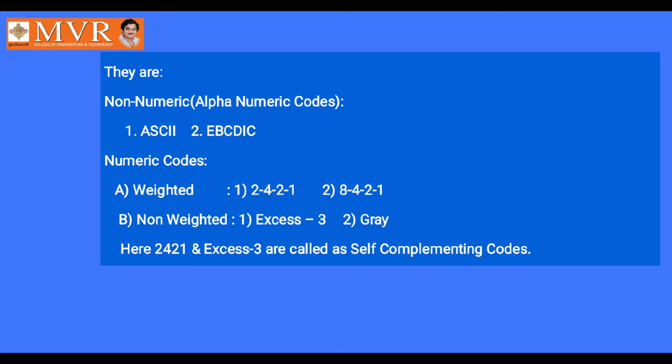Apart from all the number systems we have discussed till now, there are 2 more categories: non-numeric codes and numeric codes. Non-numeric codes are also called alphanumeric binary codes, which are classified into ASCII and EBCDIC. The second is numeric codes, classified into weighted codes and non-weighted codes. Under weighted codes, we will discuss 2421 code and 8421 code. Under non-weighted codes, we will discuss XS3 code and gray code.